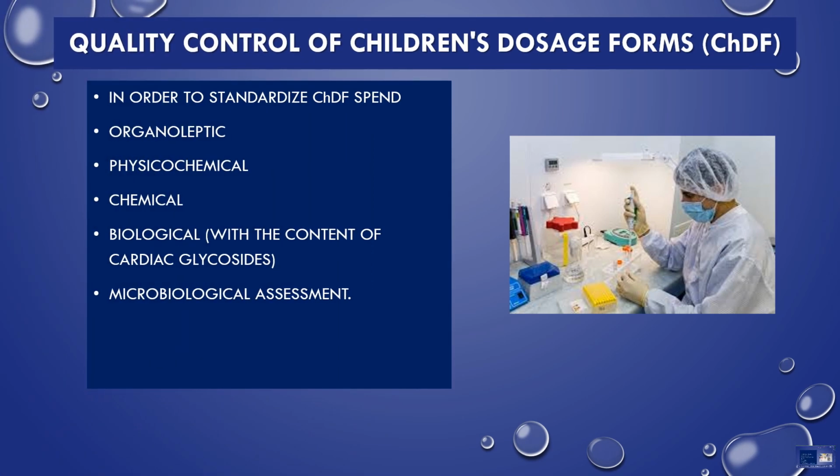Quality control of children's dosage forms. In order to standardize children's dosage forms, organoleptic, physicochemical, chemical, biological, and microbiological assessment is used. For all medicinal substances and carbohydrates that are part of children's dosage forms, methods of qualitative and quantitative determination are necessarily developed, and for excipients, mainly methods of qualitative analysis.